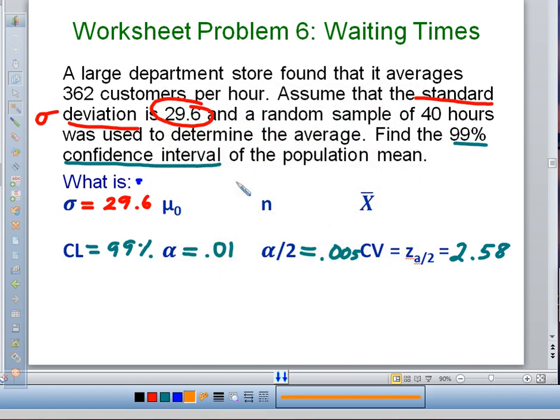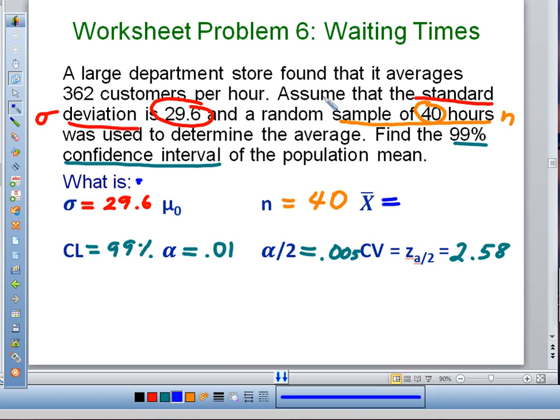Like our n, sample of. You find your sample size, right? Sample of what? Sample of 40 hours. This is our n. We're sampling 40 hours, so that's how many we sampled. Sample size. And then what varies in this problem? The thing that varies in this problem is how much it averages. So our x bar is our mean, the average of our sample.